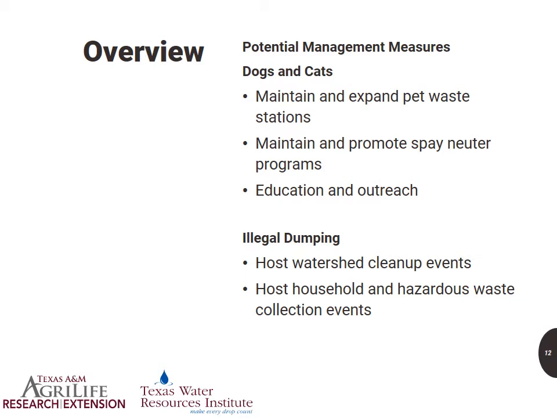So some of the strategies we talked about with our urban work group on how to address this is looking at seeing if within our parks we can maintain and expand any pet waste stations for those stray animals that might be in the area, maintaining and promoting spay and neuter programs to help try to reduce some of those populations, because obviously those stray dogs and cats, nobody's picking up after them as well. And just again, that education and outreach, having that signage, letting people know that they need to dispose of the waste properly. It can end up in our waterways and carry bacteria and other harmful bacteria for us.